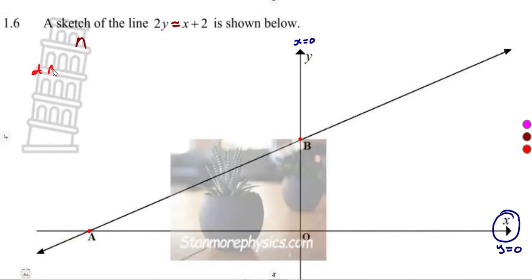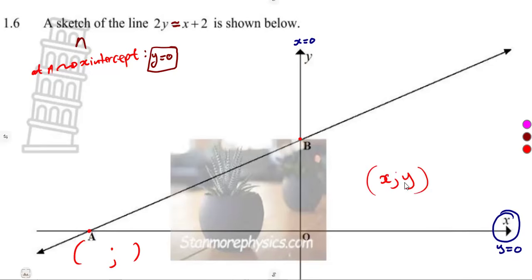So at A, because already we know something there, it lies in the x-axis, where y is equal to 0. So A there represents the x-intercept of the graph. Knowing that it represents the x-intercept, it follows that y is equal to 0. So when y is equal to 0, it is just like a point, guys. Remember, a point is made up of x followed by y. So you know that y is equal to 0.